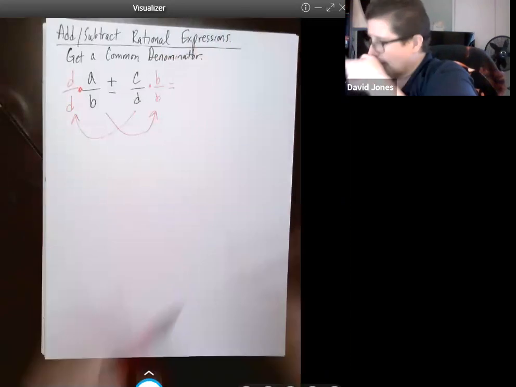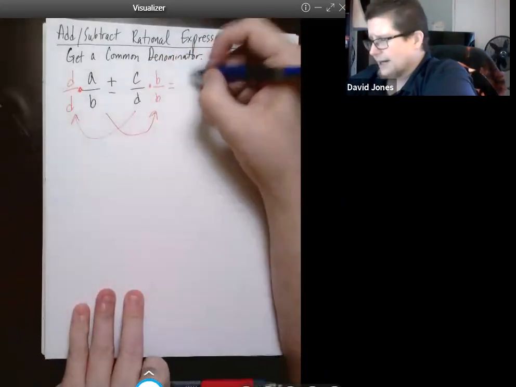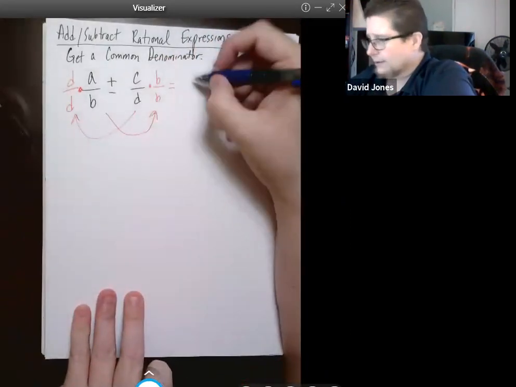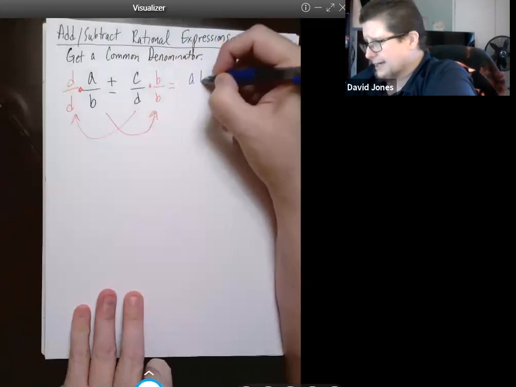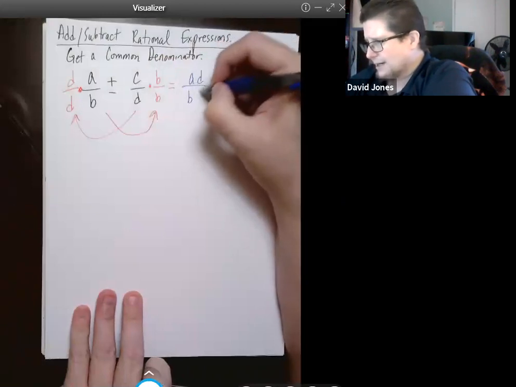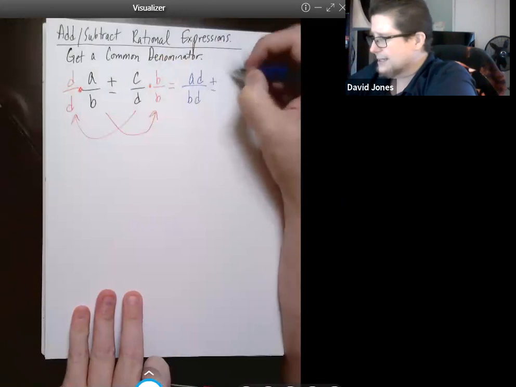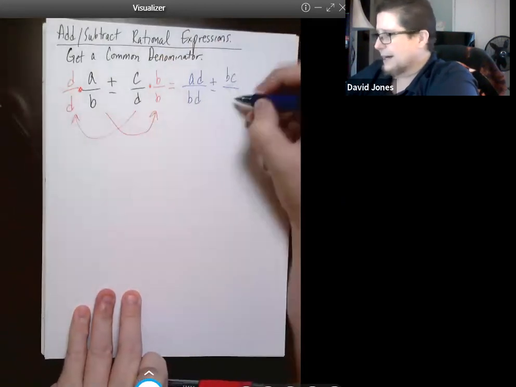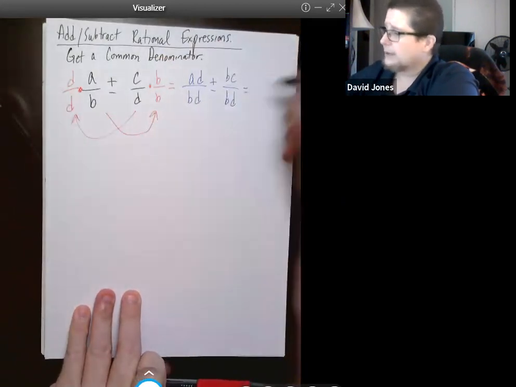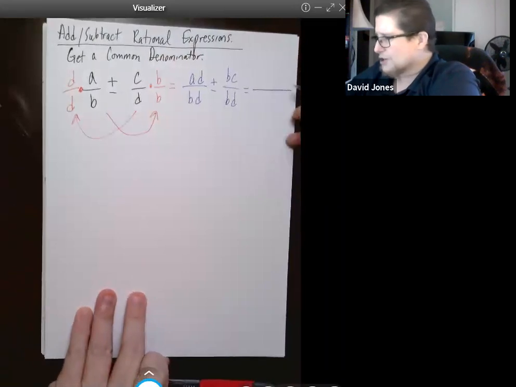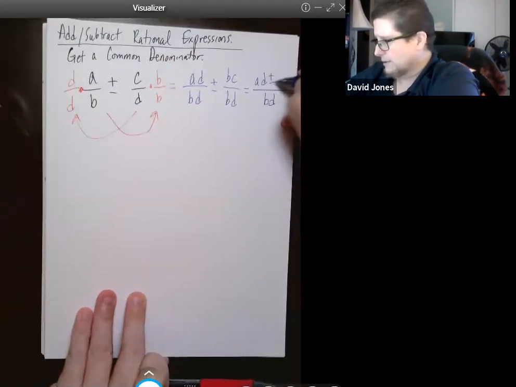If I do that, and I'm going to put them in alphabetical order here, I get AD on top, BD on bottom, plus or minus BC on top, BD on bottom. And when we add or subtract fractions, the bottom does not change when you have a common denominator. You only add or subtract the numerator.